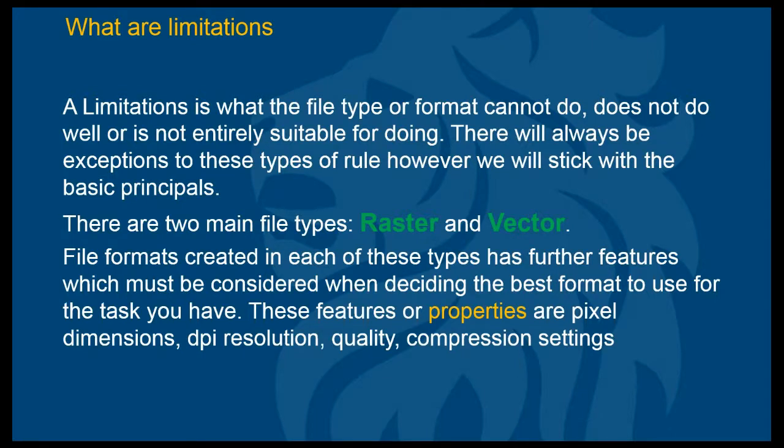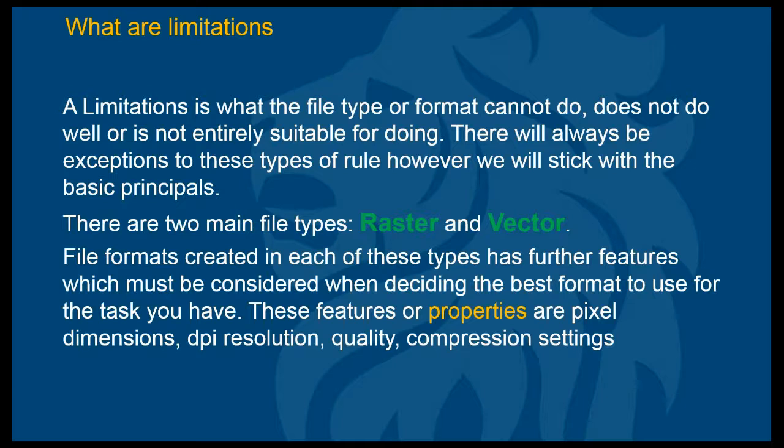So what are limitations? The key here is a limitation is what the file format or type cannot do, does not do well, or is not entirely suitable for doing. Now, there will always be exceptions to these, but we're going to stick to the basic principles because there are times when we will all use things that possibly aren't the right thing to use, but will do, and therefore it's easier, or we don't have the right software to use, and therefore we just go with what we've got. Now, there are two main types of still image files, rasters and vectors.